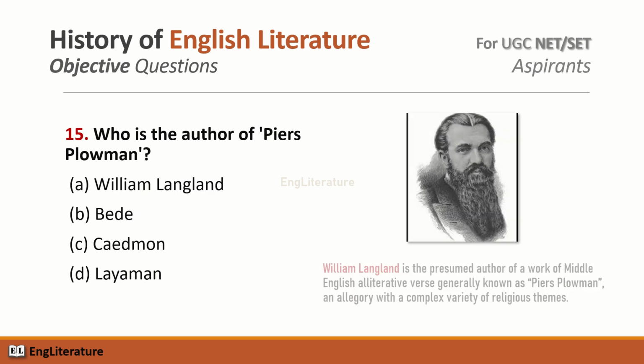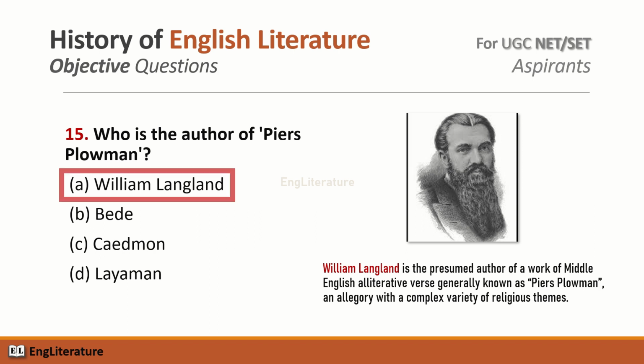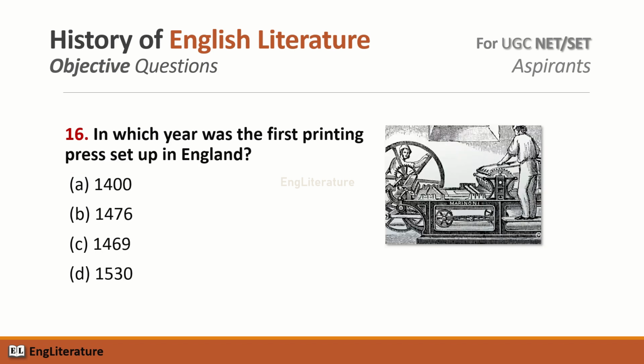Who is the author of Piers Plowman? William Langland is the presumed author of a work of Middle English alliterative verse generally known as Piers Plowman, an allegory with a complex variety of religious themes. Here the right choice is number A. Piers Plowman was written by William Langland.